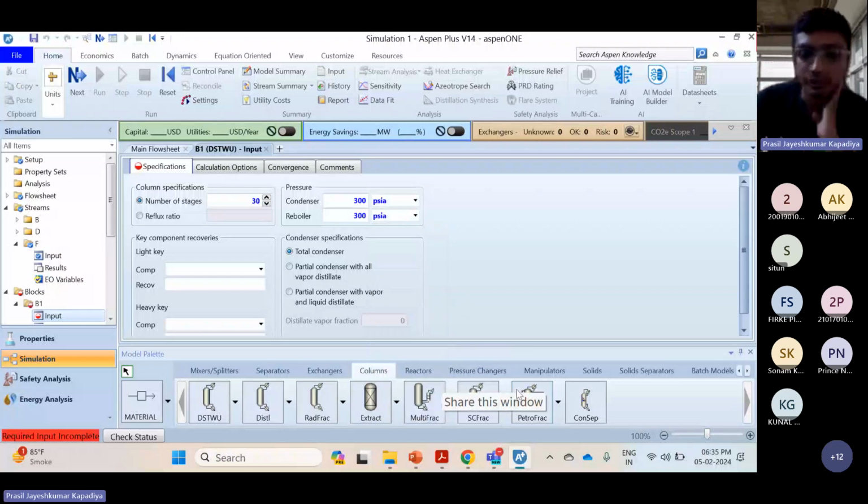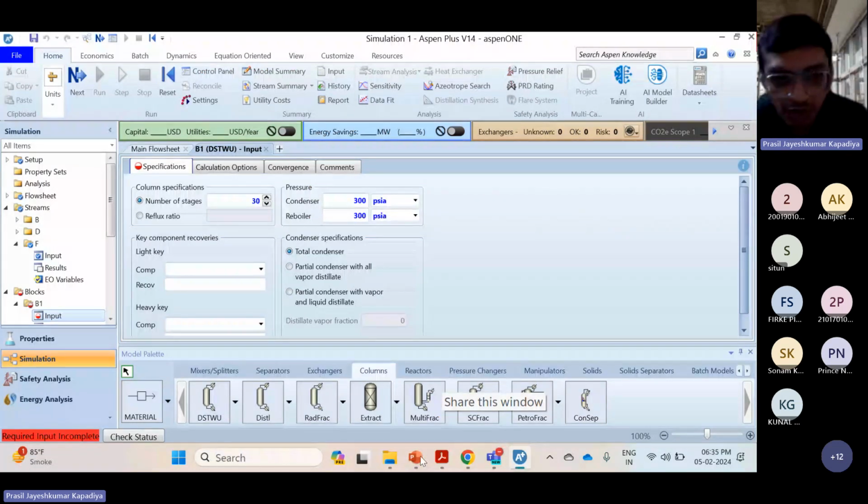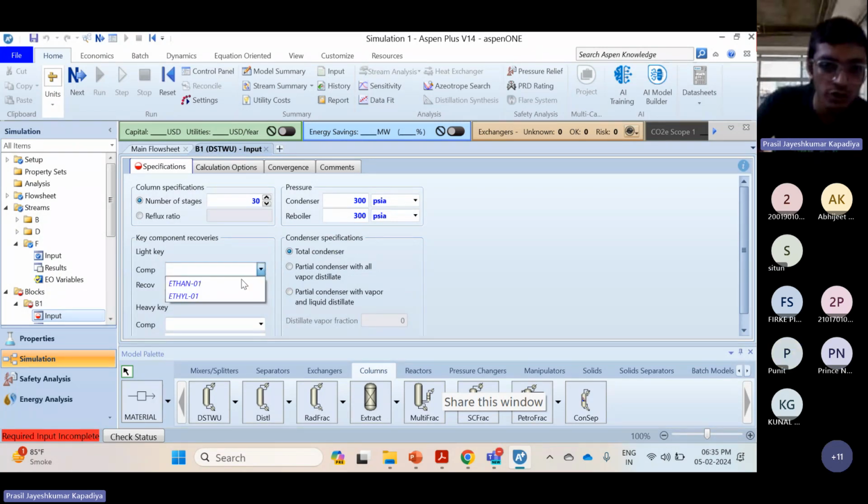Now we are told that the distillation column is capable of recovering at least 0.996 of the light key component in distillate. So can anyone tell me what will be our light key component? Ethane or ethylene? Ethane. Are you sure? Ethylene. Correct. So in light key, we will choose ethylene.